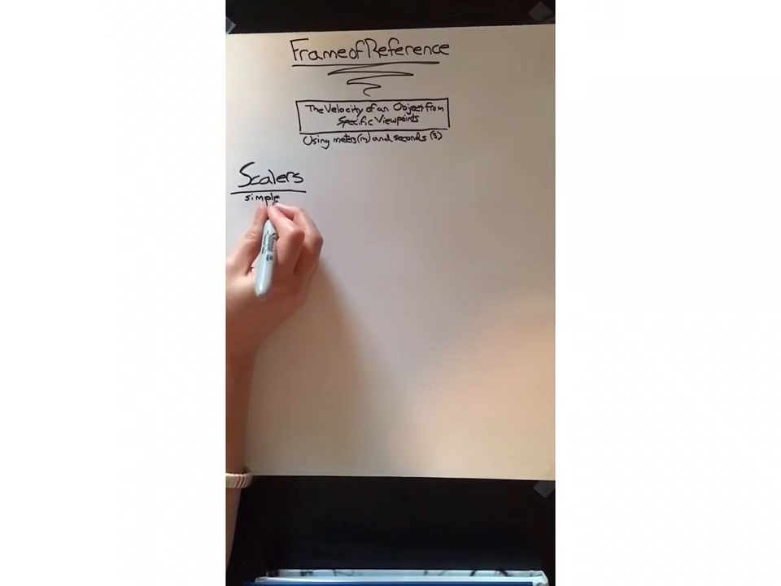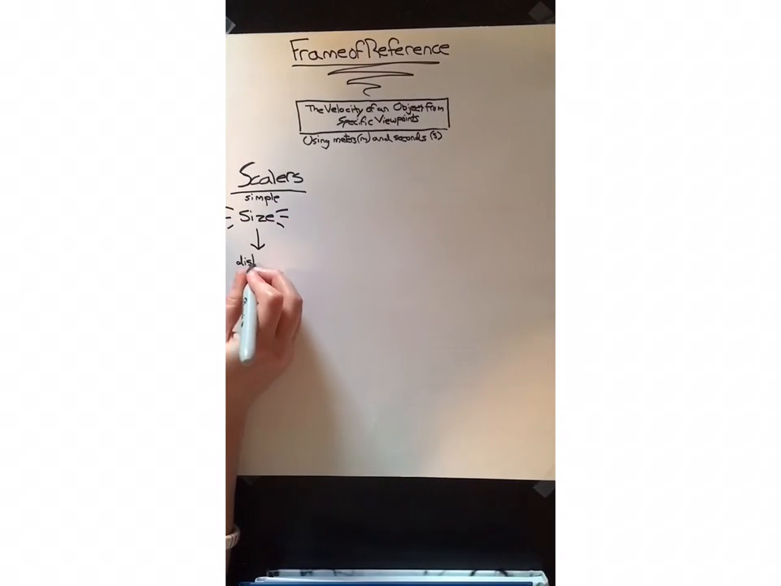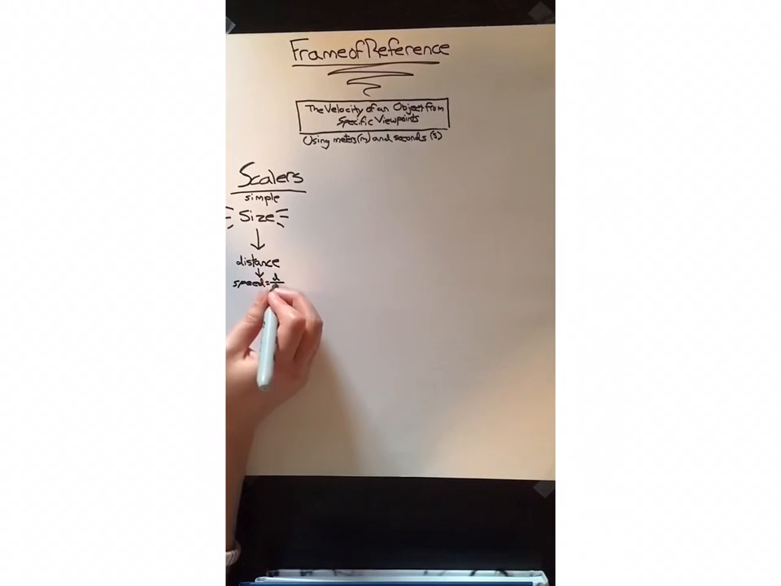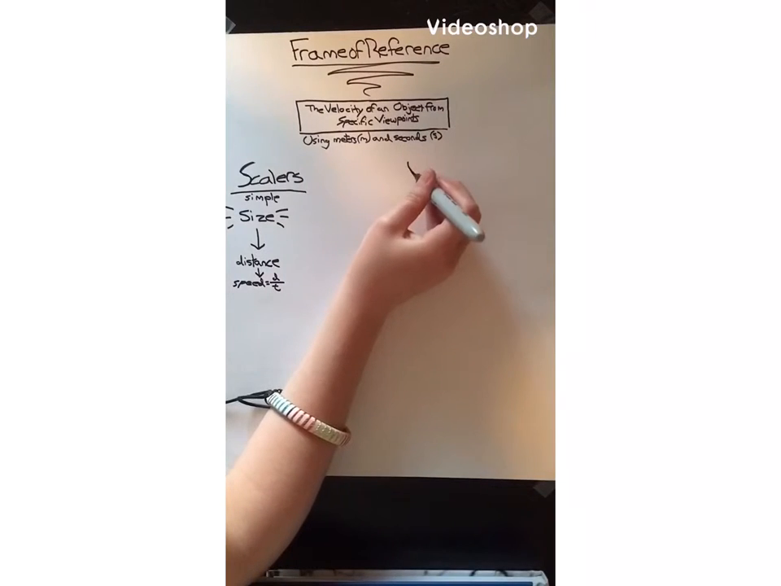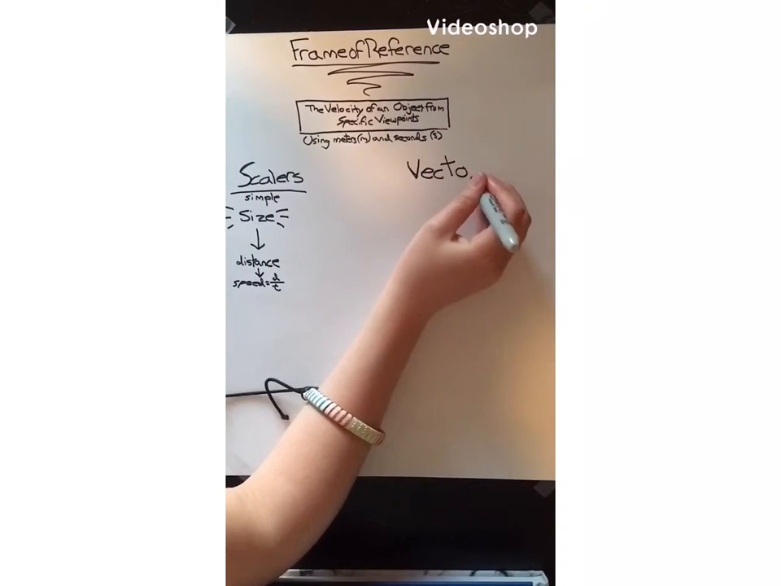The first one is scalars. Scalars are simpler and only focus on size. How far an object traveled is defined as distance. To figure out how long the object takes to travel this distance, we use speed. Speed is distance over time.